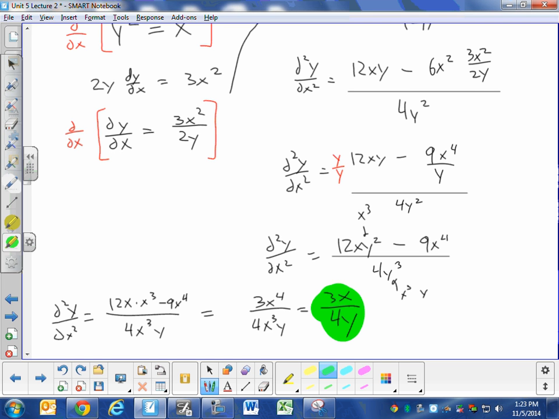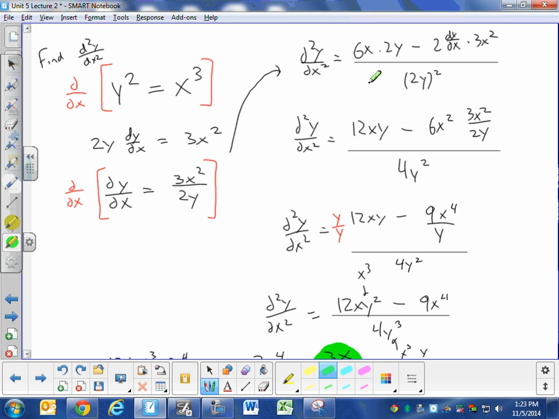I see some people being like, nope, didn't get that. Okay, I multiplied after distributing stuff. I plugged in this guy, which is 3x squared over 2y. Multiplied the 6 by the 3 divided by 2, got 9. Multiply your x squared, got x to the 4th over y.